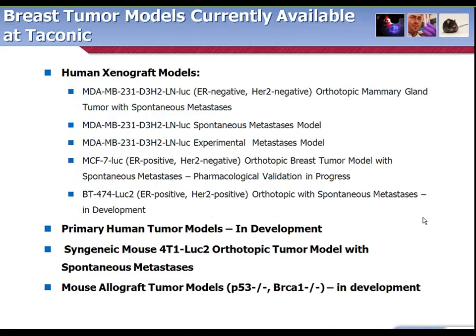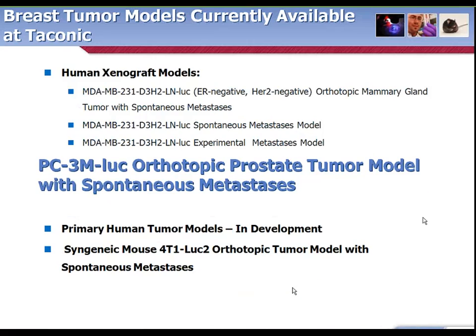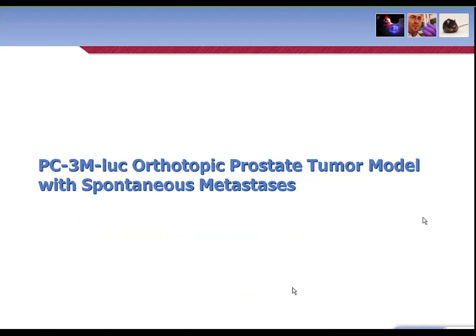The breast cancer lines that are currently available that we work with are the MDAs, MCF7, and we're currently developing BT474 cells. In addition, we have a mouse allograft tumor model. This is not a light-producing model. That's P53 negative, BRCA1 negative.